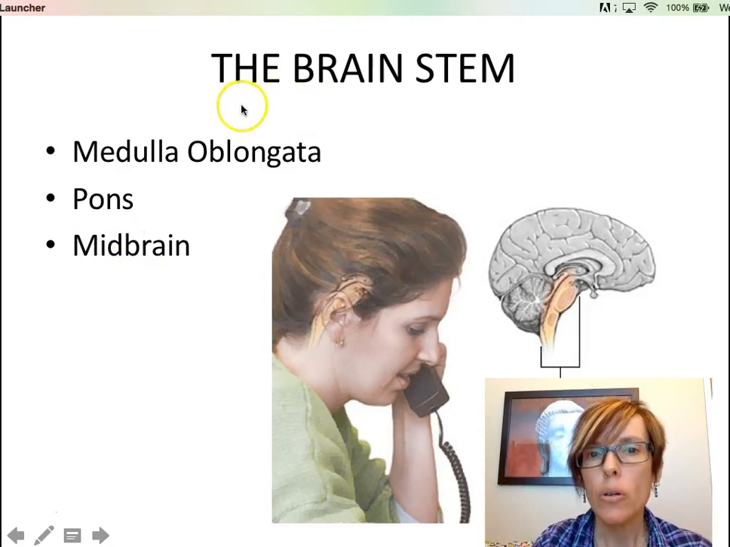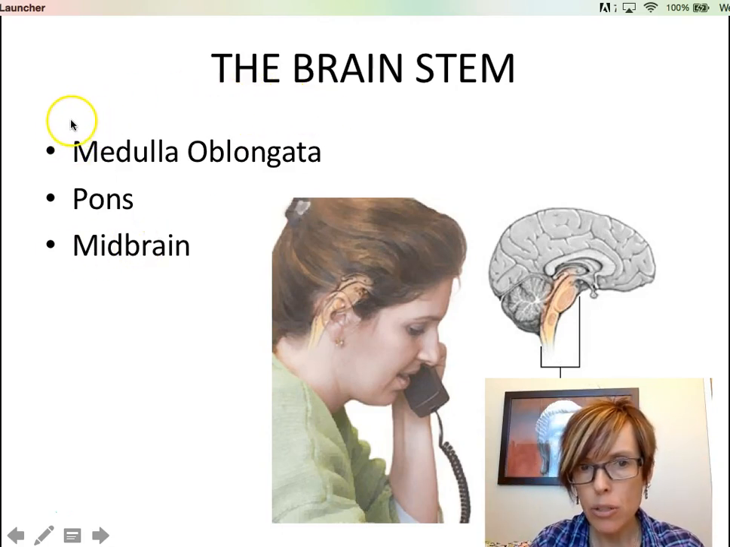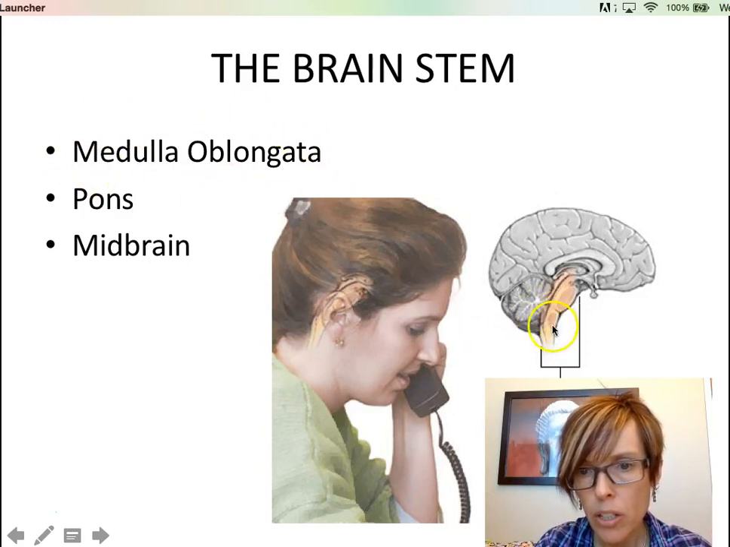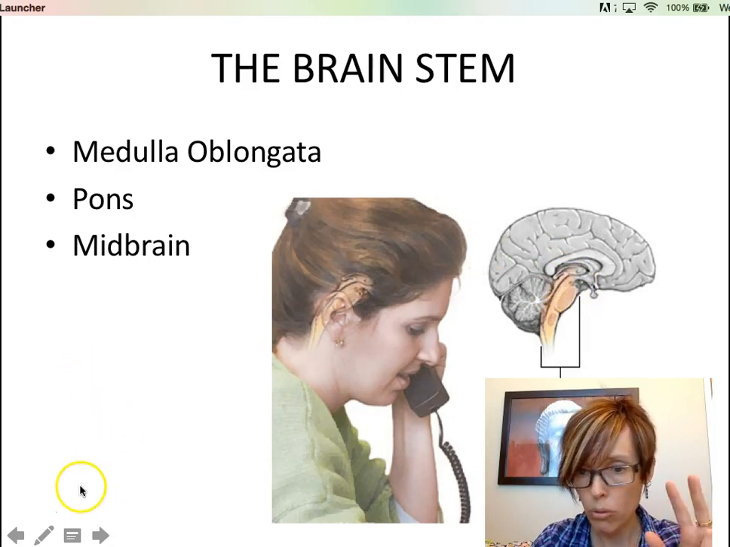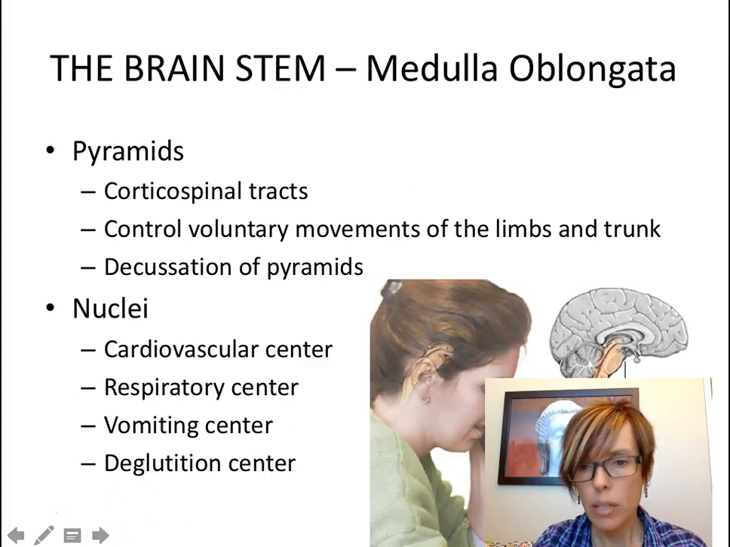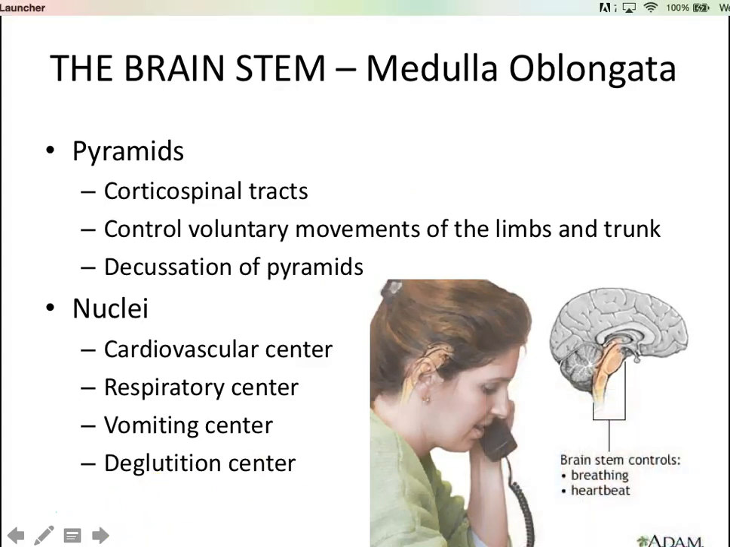All right, so in the brainstem, remember the brainstem has three parts. We have the medulla oblongata, about here. We have the pons, which is located right about here, and then the midbrain, which is located right in here. All right, so we're going to talk about those three parts. I'm going to hide me here so you can see a little bit better.